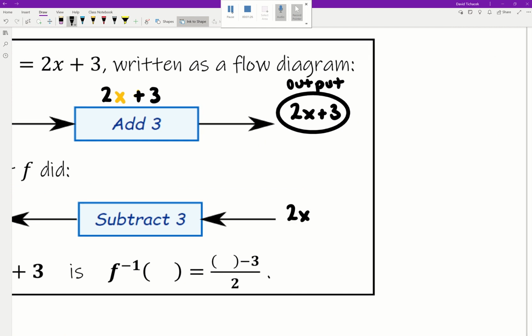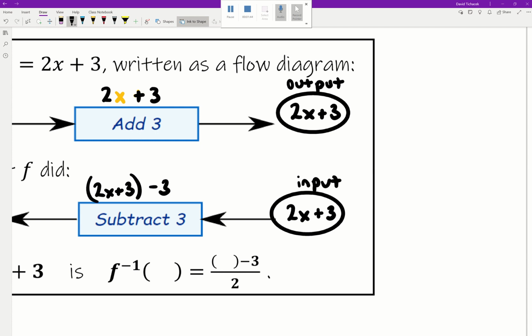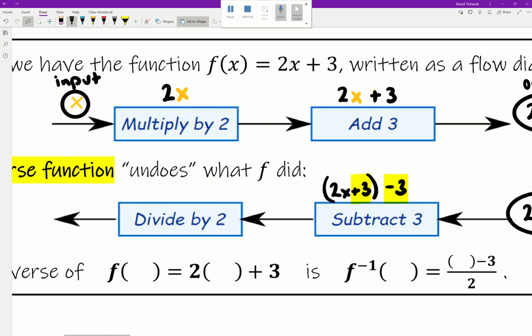So that was our 2x plus 3, which is what we called initially the output, but now since it's what we're starting with in this new function, we'll say that that's the input now. And so what's now going to happen is if we take that result, the expression 2x plus 3 that we started with, and we subtract 3 away, well, what's going to happen? This plus 3 and this minus 3 are going to undo each other and just simply leave us with the result 2x, okay?